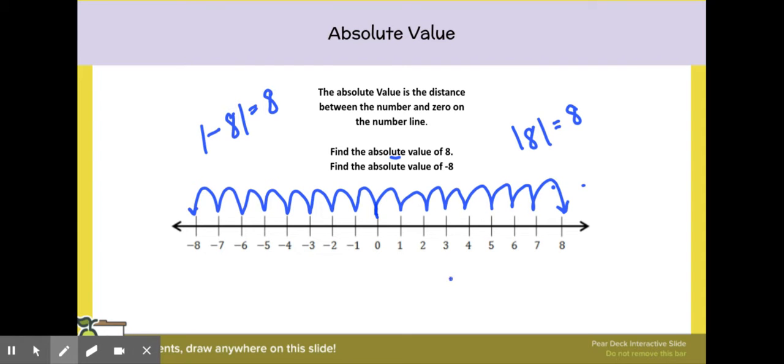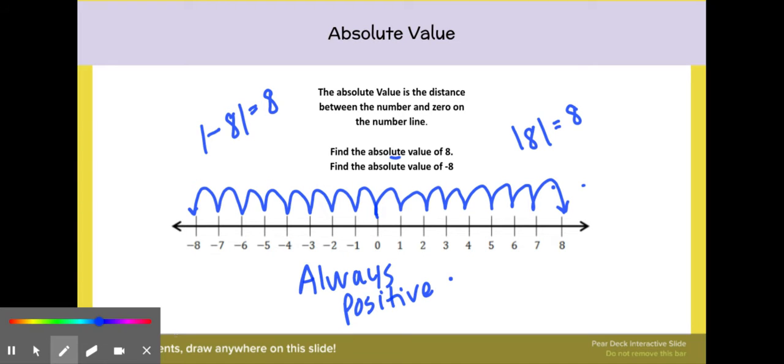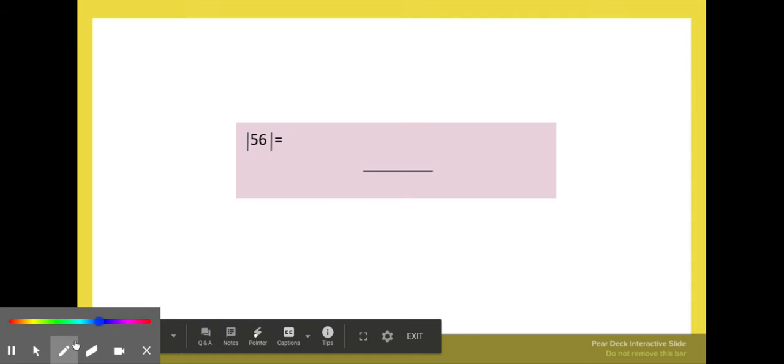Okay? Absolute value is always positive. It will never be a negative number. So it's not the opposite. It's just how far away it is from 0. Let's do one more example.